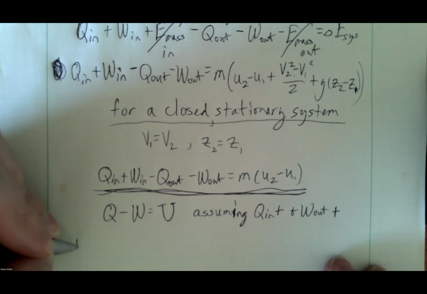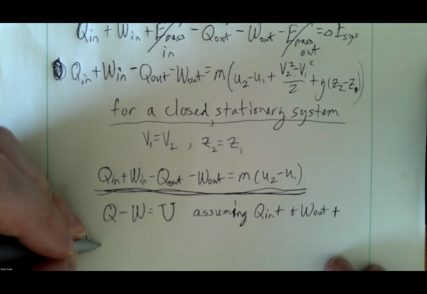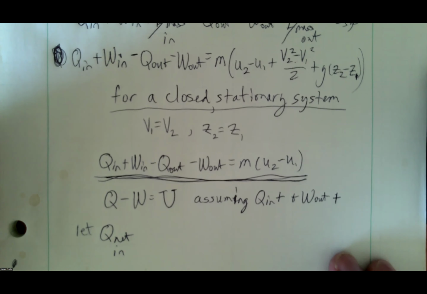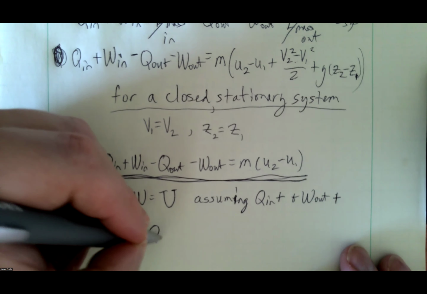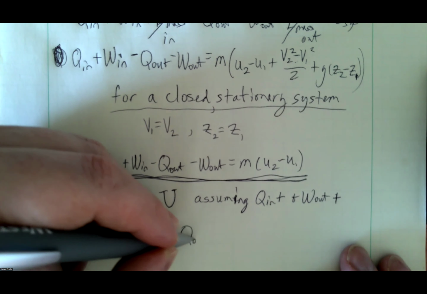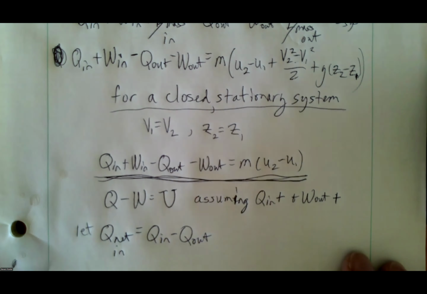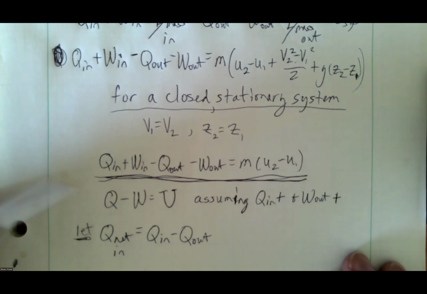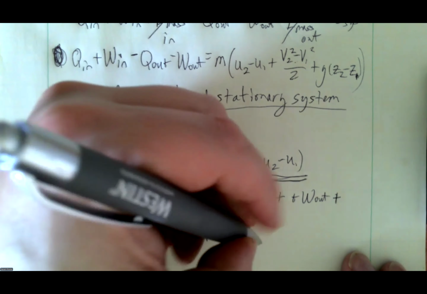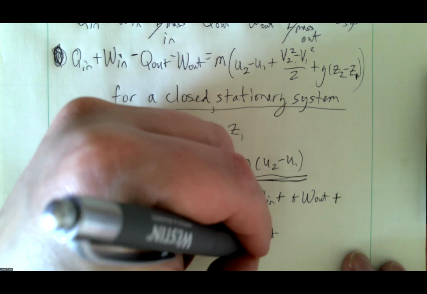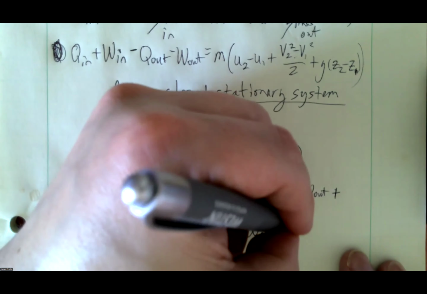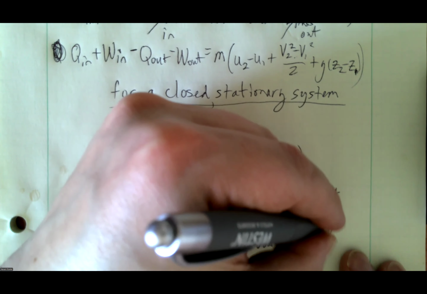And it's based off of this idea that if we were to let a quantity we might call Q net in, the net heat in, that would be the difference between the heat in and the heat out. So if we define this term Q net in, we call that Q in minus Q out. And we define another term, the net work out. The net work out would be the difference between work out and work in.